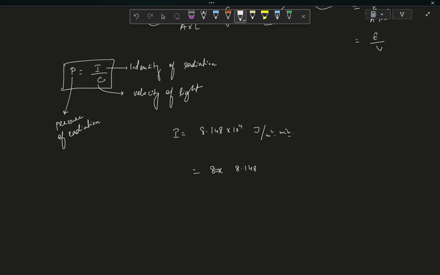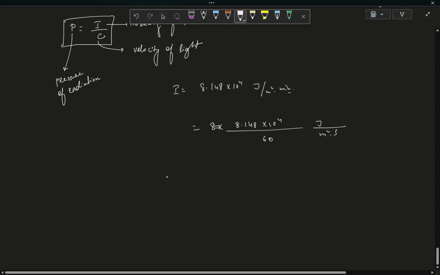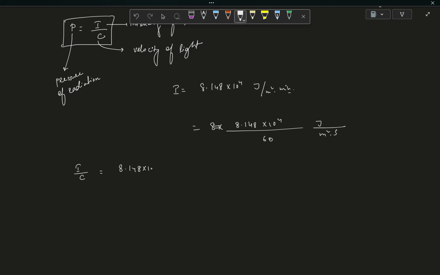So this is 8.148 into 10 to the power 4 divided by 60 joule per meter square second. So this is your intensity. So intensity by speed of light you have to get. So 8.148 into 10 to the power of 4 divided by 60 into 3 into 10 to the power of 8.